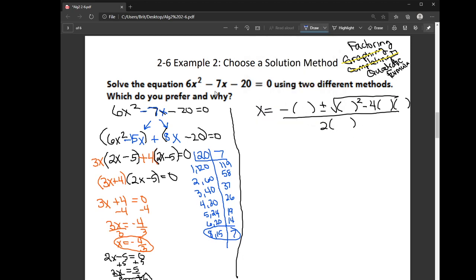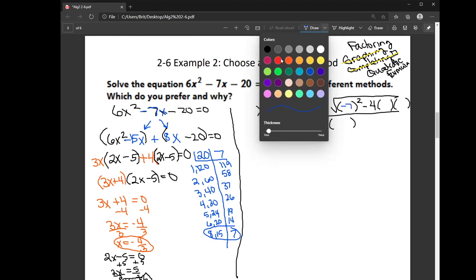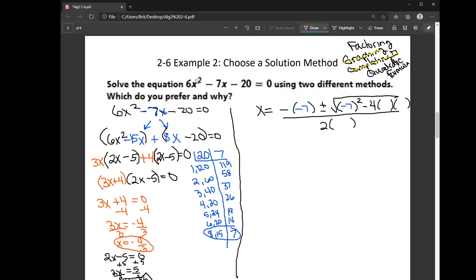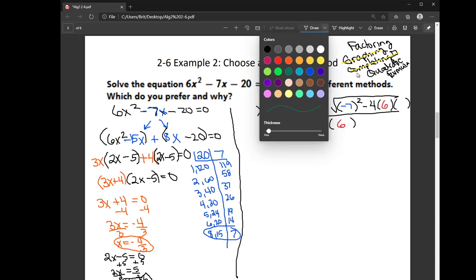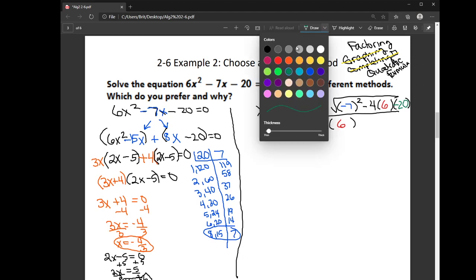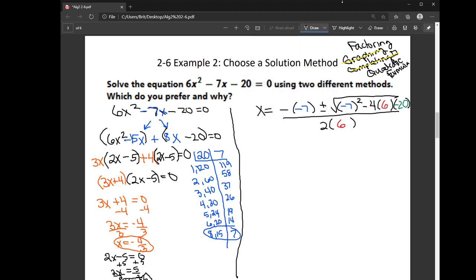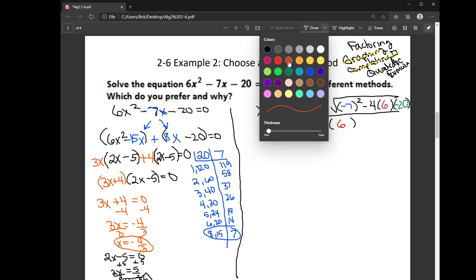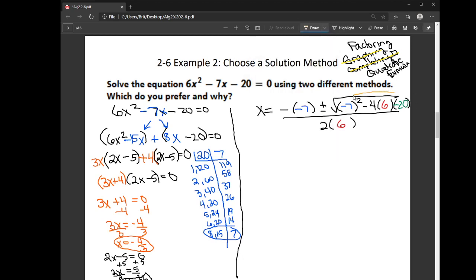Alright, so I fill in my b terms. I have negative 7. I fill in my a terms. I get a 6. And I fill in my c term and I get a negative 20. Now these numbers are big, but they're also things you can manage, right? So I'm not hunting down factors yet, I'm just pulling stuff apart.